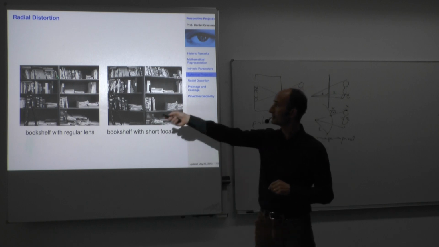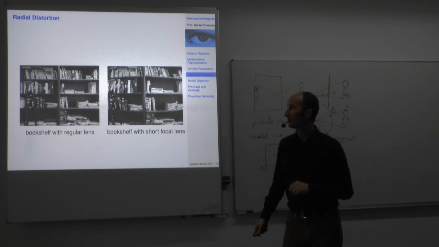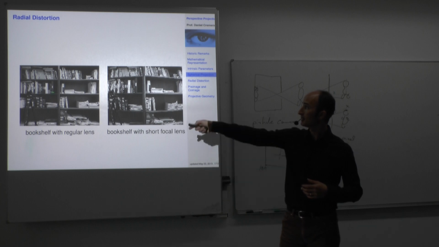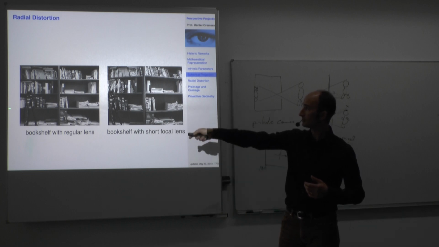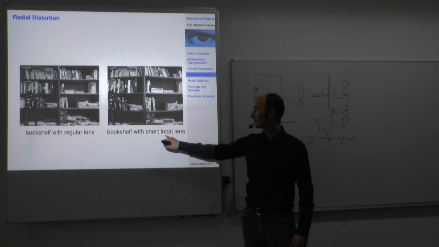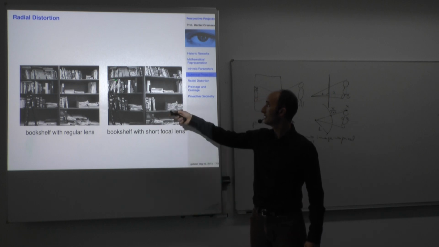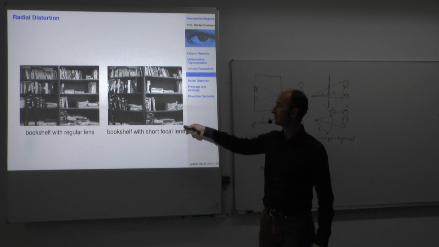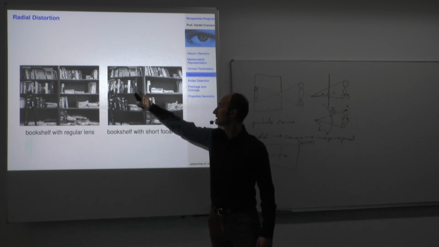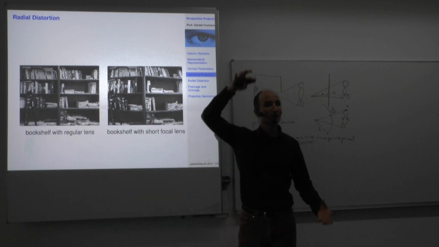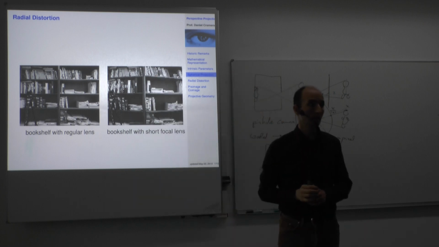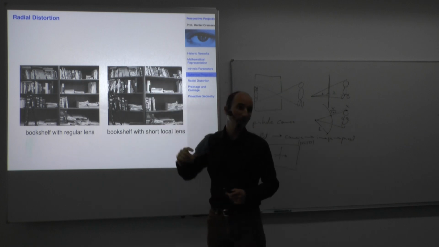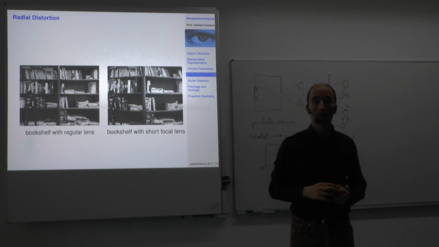Here you see a bookshelf captured with a standard lens, and the lines are essentially straight. Once you revert to a short focal length, you see that a line that was straight in a regular lens is all of a sudden no longer straight. There is a distortion, and you can see that the distortion increases towards the boundaries of the image. So that distortion increases with the radius. That's why it's called radial distortion.